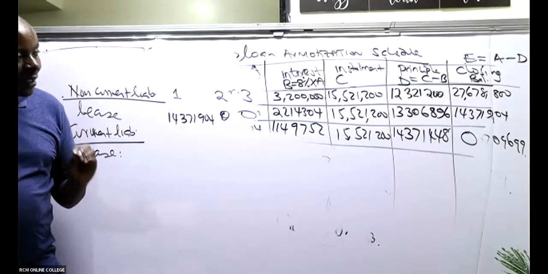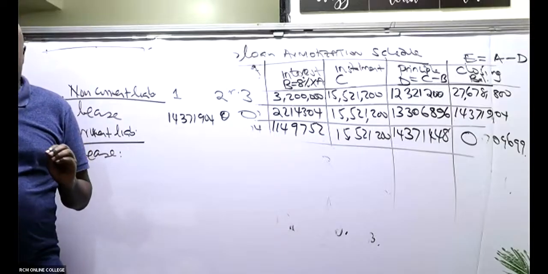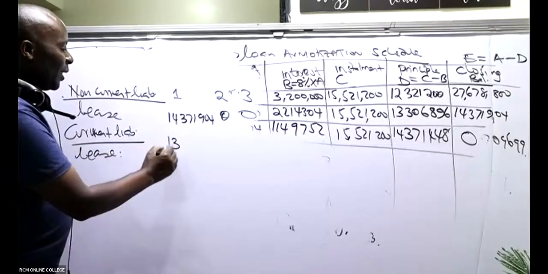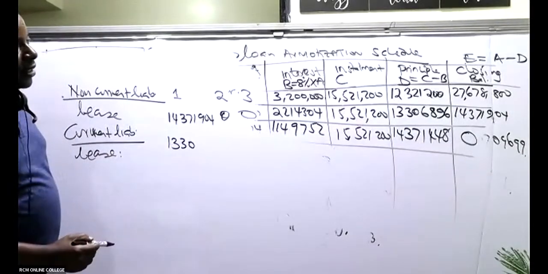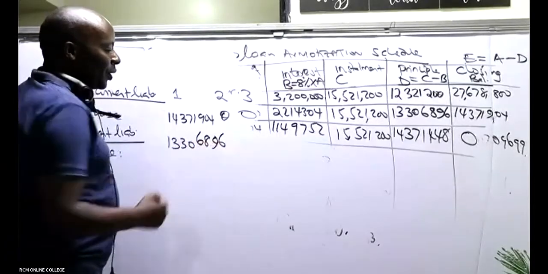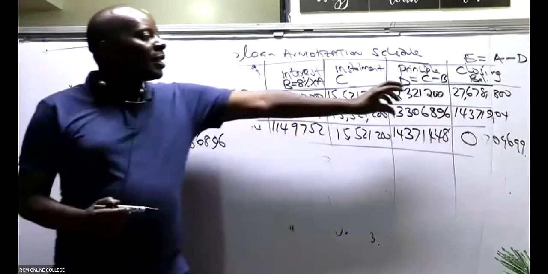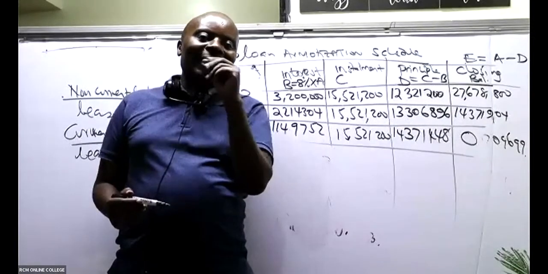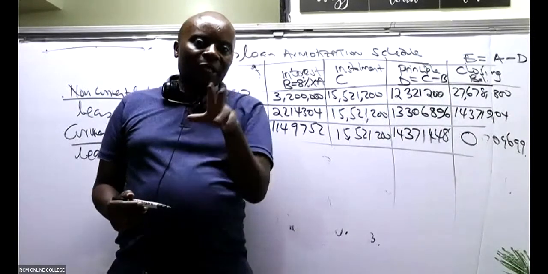Yeah, 13,306,896. So we have here 13,306,896. So then it means that what has been paid within the year is what is our current.